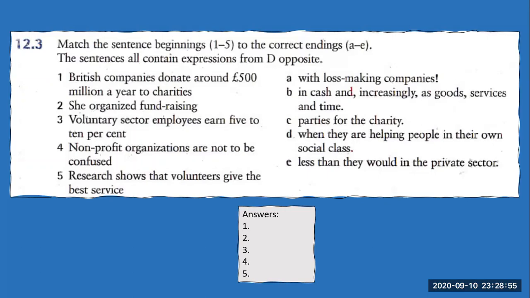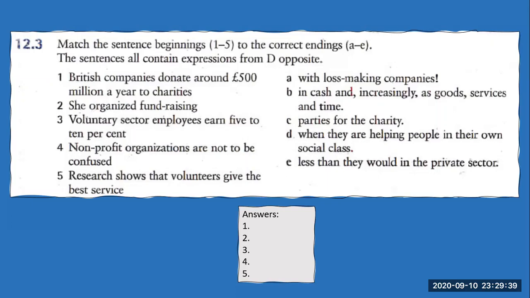And finally, on the right, we have the options. So with loss-making companies, what is loss-making companies? Loss is the opposite of earn, okay? Or the opposite of win if you're playing a game. So one team wins and the other team loses. So you have to connect this information. B, in cash and increasingly as goods, services, and time. So which sentence from number 1 to 5 can be completed with this expression? I think I already know, by the way.